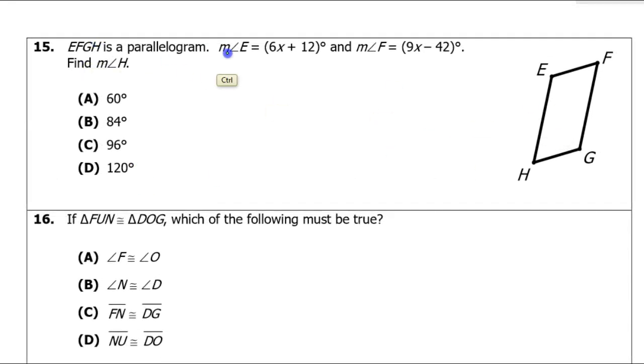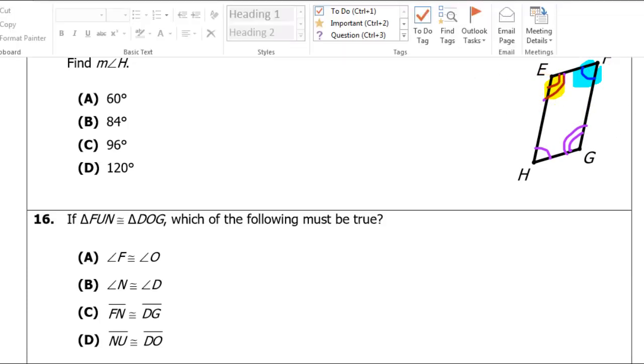Okay, this is a parallelogram, we're told. So just check it out. If this is a parallelogram, that means angle H and angle F should be congruent, and angle E and G should be congruent, and the ones that are consecutive angles should be supplementary. So let's see, what did they give us? They gave us an expression for angle E, and we have an expression for angle F. All right, these should be supplementary. They have to add up to 180. So that is what we're going to do.